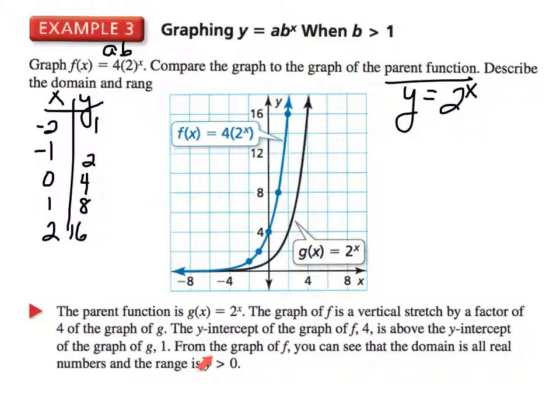Now your domain and range. If you look at your x, that is your domain. It's going to the left and going to the right. You can plug in any value you want to either one of these. So the domain is all real numbers. The range, however, it approaches what? It approaches the x-axis, which means your y value for the range always has to be greater than 0.